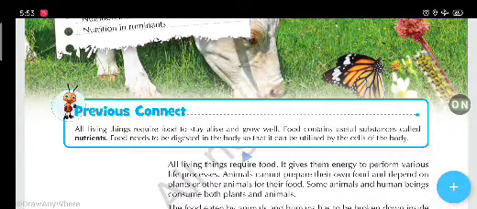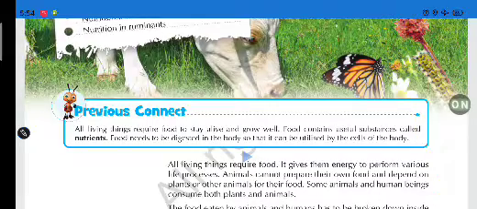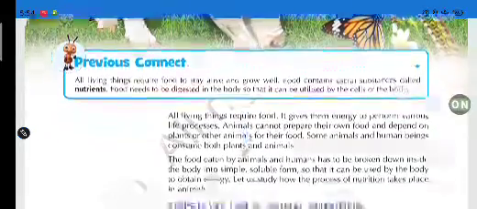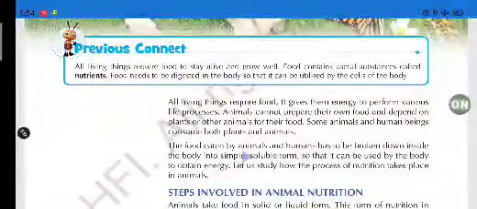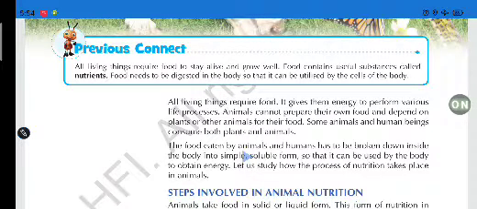As we see in this chapter, all living things require food. It gives them energy to perform various life processes. Animals cannot prepare their own food and they depend on plants or other animals for their food.